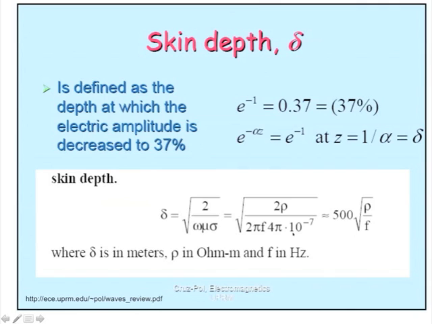All right, so if you take these constants here, the 2 pi, the 4 pi, the 10 to the minus 7, and you invert them, and you take the square root of that, you get about 500, where the skin depth delta is going to be in meters. The resistivity is in ohm meters. And the frequency f is in hertz, right? You get about 500 times the square root of the resistivity rho divided by the frequency f. Now, this has some pretty spectacular implications right away, right?